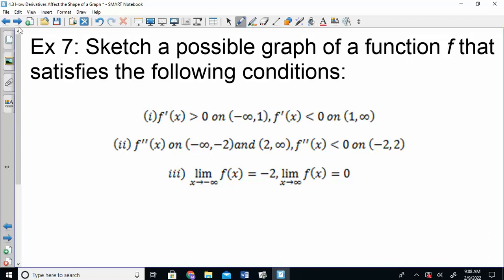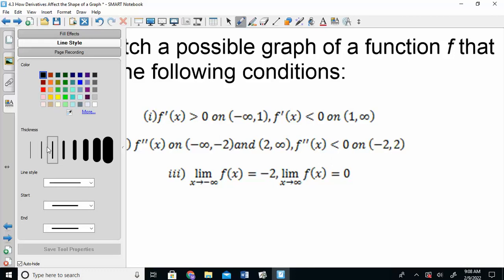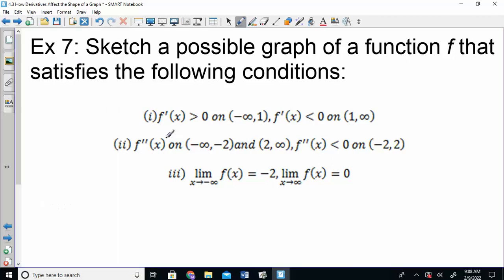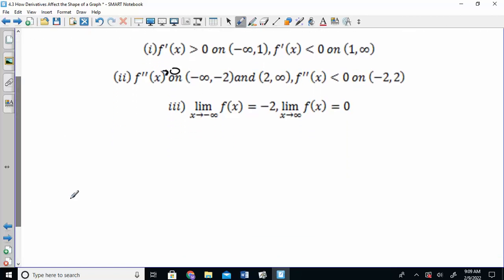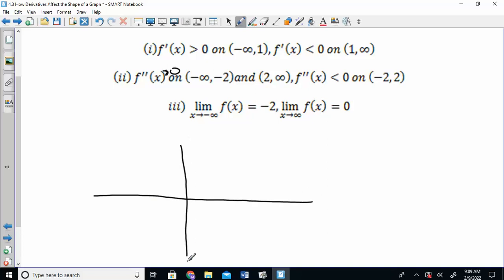So I want to throw a challenging problem at us. I want to try to draw a graph that meets a bunch of different criteria. And I do have a typo here. The second criteria should say the second derivative is greater than 0 on that interval. So we have to draw a graph that meets all of these conditions, and there are a bunch of them. So we have to figure out what each of these things is telling us.